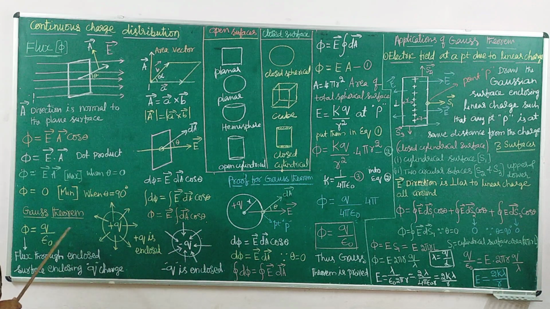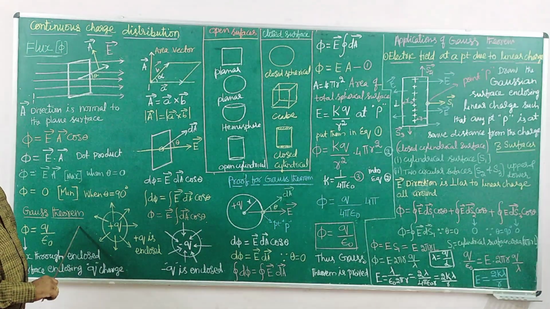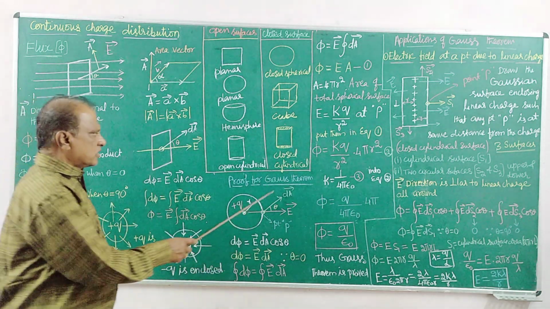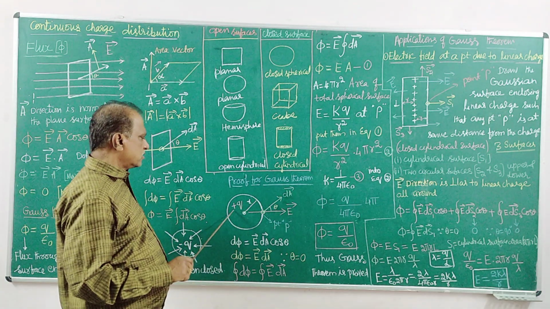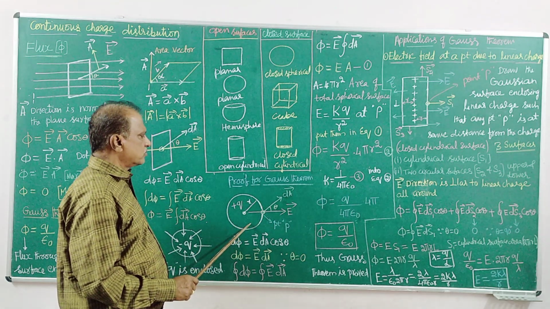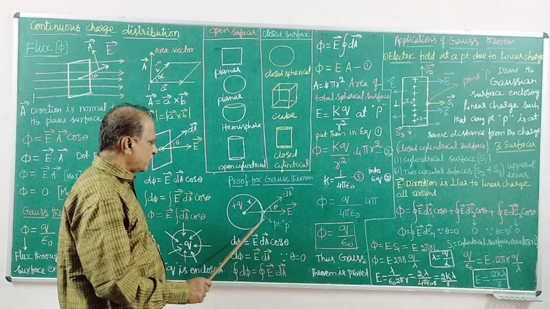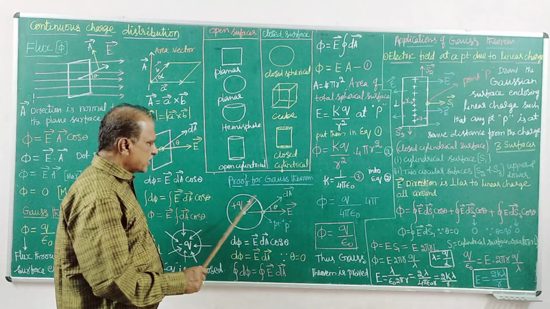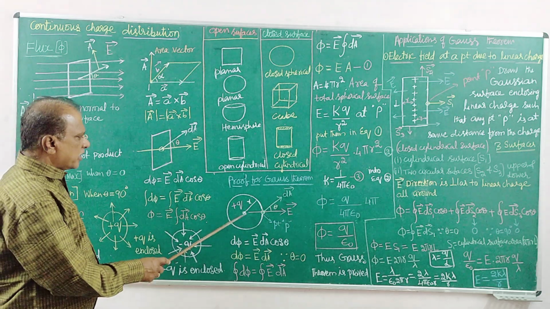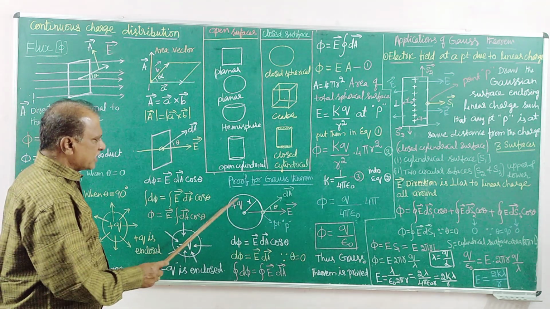If you state anything, we have to prove it. What is the proof for the Gauss theorem? Let us take some enclosed surface. I am taking this enclosed surface here, spherical shape. The spherical shape has radius R, the radius of the sphere.